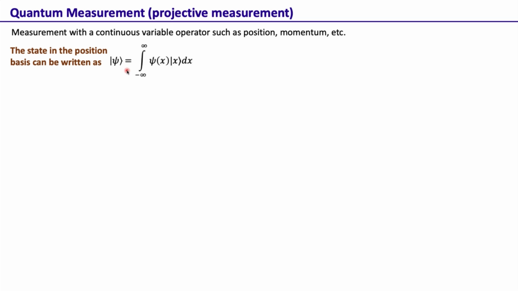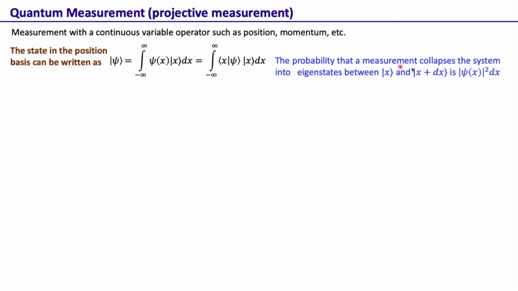The state psi in the position basis we can write as the integral of psi(x) and x ket, in this manner, where psi(x) can be written as the bra x psi, and we know that the probability that a measurement of position collapses the system into eigenstates between x and x plus dx is |psi(x)|^2 dx.